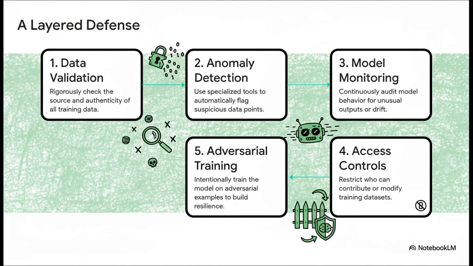So what does a good defense look like? Well, it has layers. It starts with rigorous data validation, knowing where your data is coming from and that you can trust it. Next, anomaly detection tools act like automated security guards, flagging suspicious stuff. Once the AI is live, you need continuous model monitoring to look for any weird behavior. And of course, simple access controls are crucial to stop bad actors on the inside. Finally, there's a really cool technique called adversarial training, where you basically vaccinate the model by showing it bad data in a safe environment to build up its defenses.